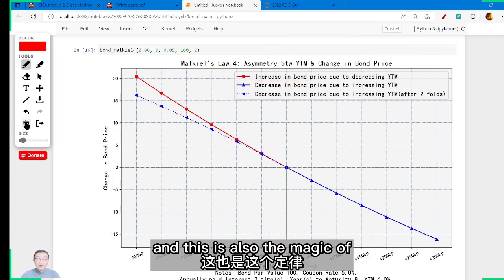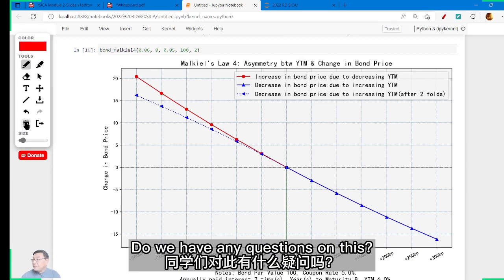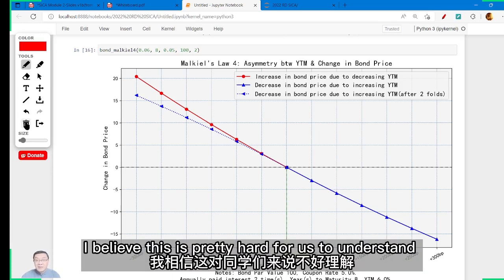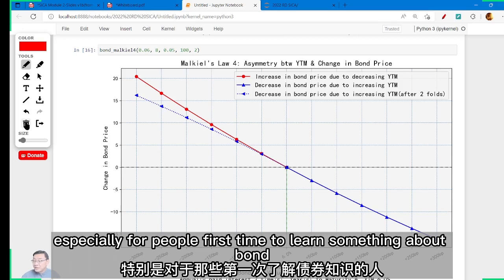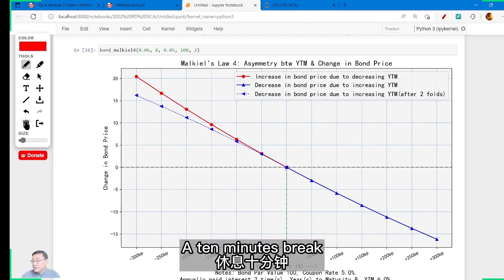And this is also the magic of this law. Do we have any questions on this? I believe this is pretty hard to understand, especially for people learning something about bonds for the first time. If not, let's have a 10 minutes break.